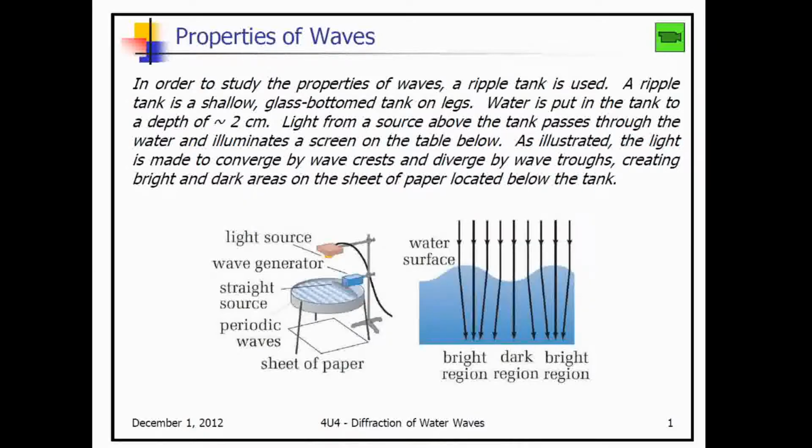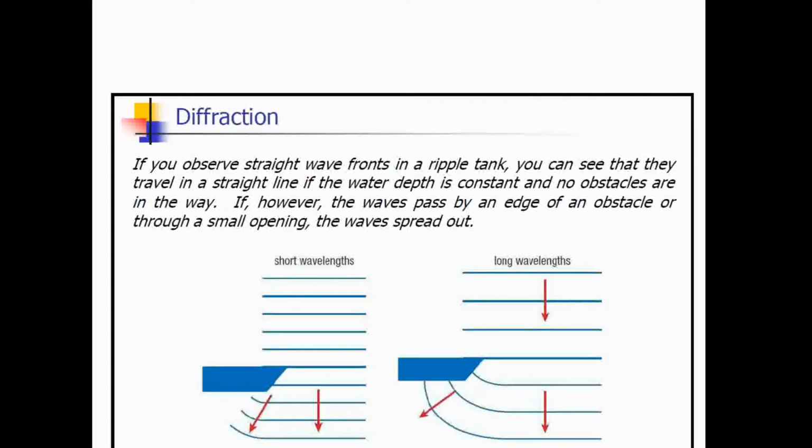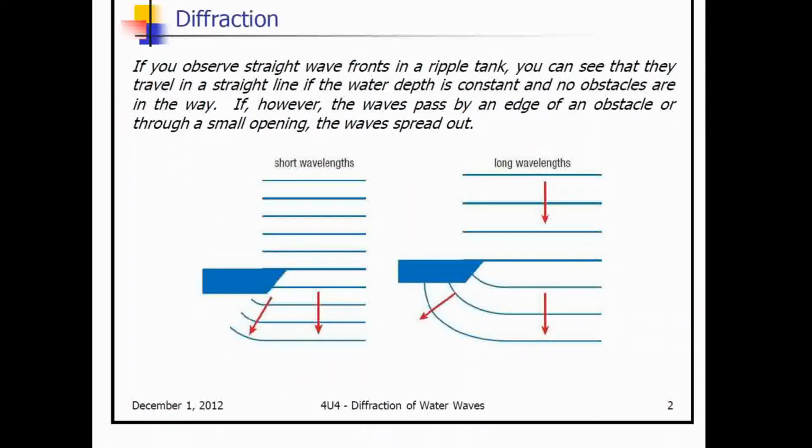There's the light source above, illuminated on a screen that's below. And as you can see, the light converges towards the wave crests, and it diverges at the troughs. So we have these bright and dark areas. This pattern is something that we can use to study wave sources and other phenomena: dispersion, diffraction, reflection, and refraction.